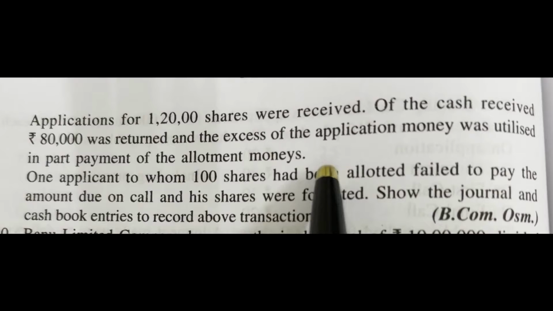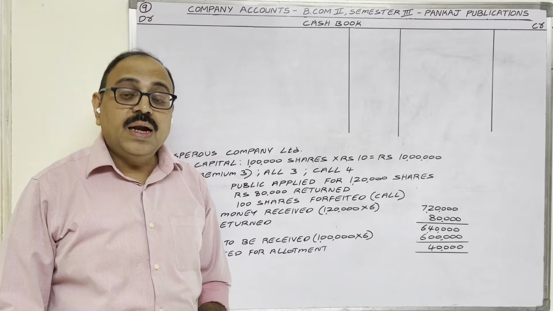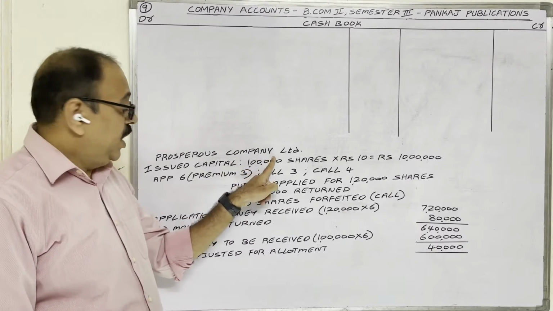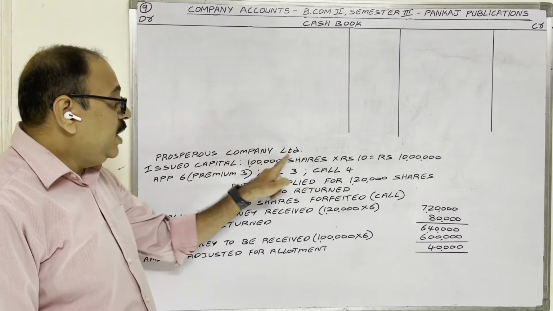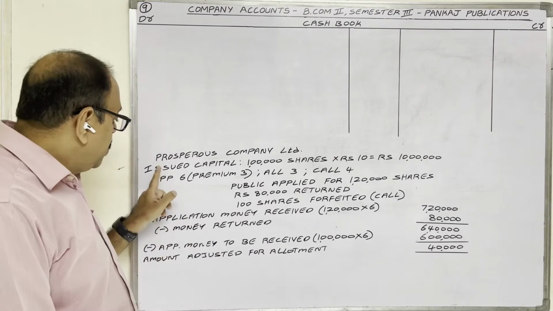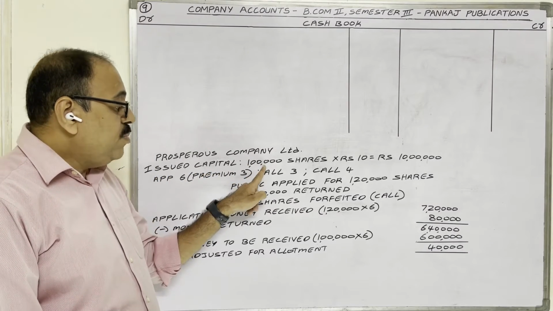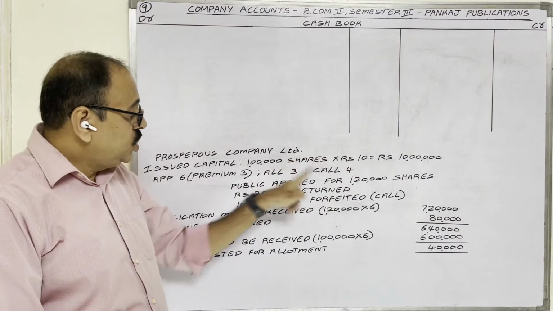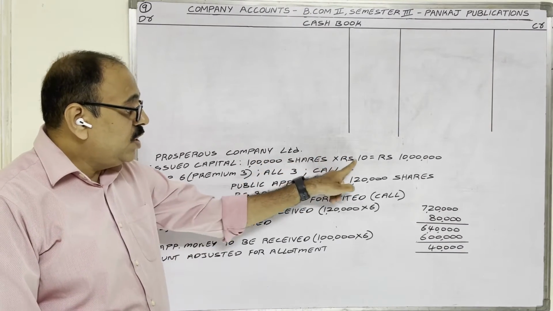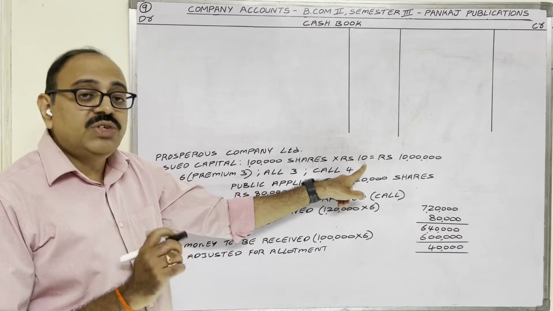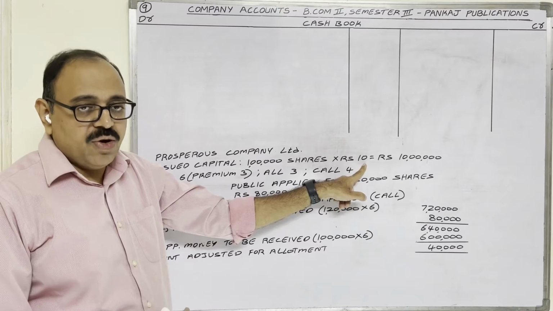This is the question. Let us see the solution for this. Let us understand the question first. There is one public limited company, Prosperous Company Limited. Their authorized capital is not given in the question. Issued capital is given. The company issued 1 lakh shares at the rate of 10 rupees each. So the issued capital is 1 lakh into 10 rupees, 10 lakh rupees. Here 10 rupees is known as the face value or par value of the share.